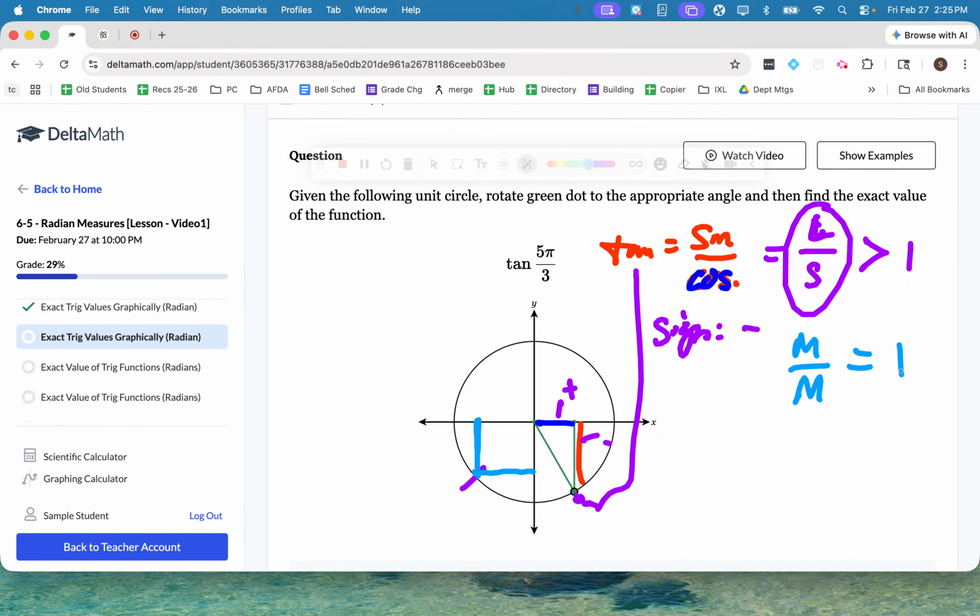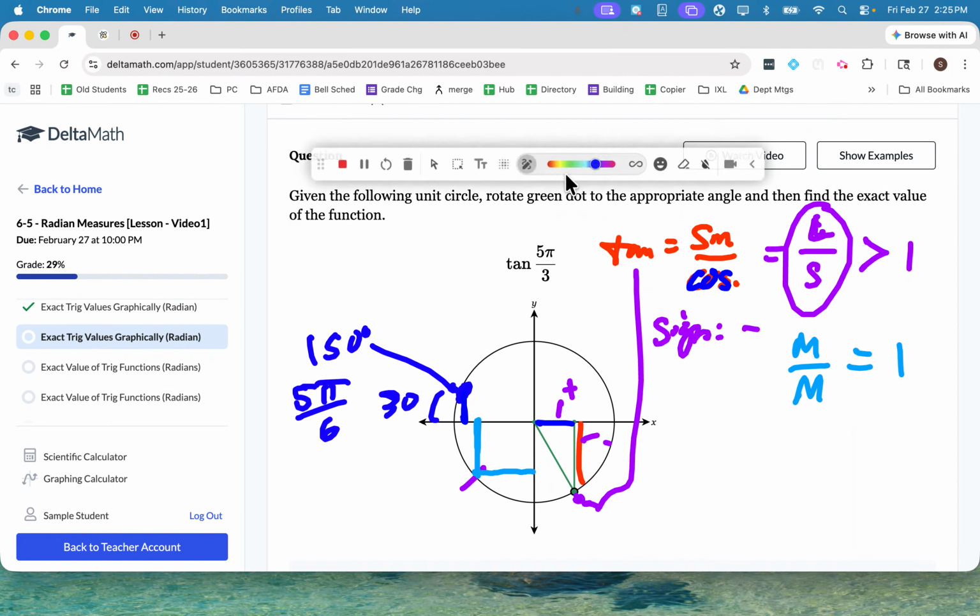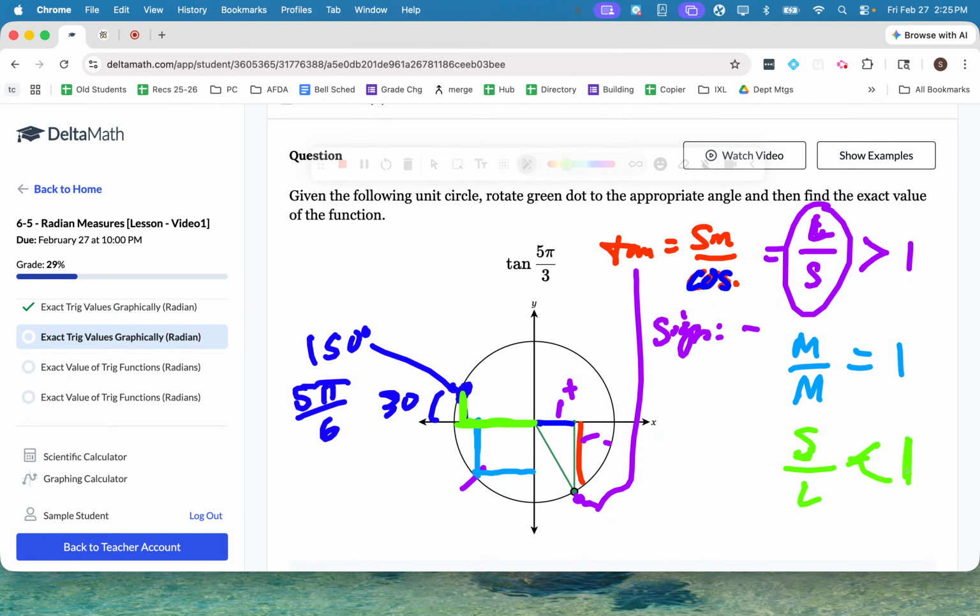Okay? And then lastly, last example, let's say here, that's 30 degrees. This is actually angle 150, otherwise known as 5 pi over 6. Right here. Let's look at the two lengths that we're supposed to compare. They're going to be the sine over cosine, and that is the short length over the long length. Whenever you have something smaller over something larger, that's less than 1.